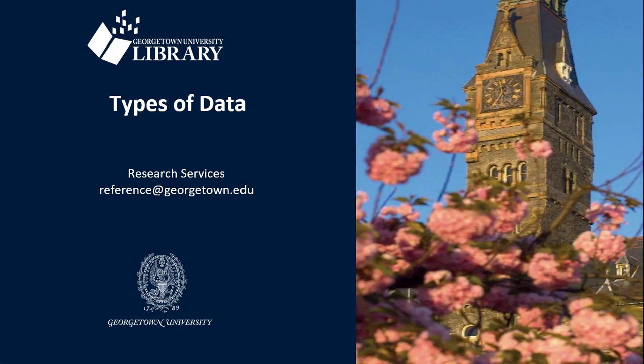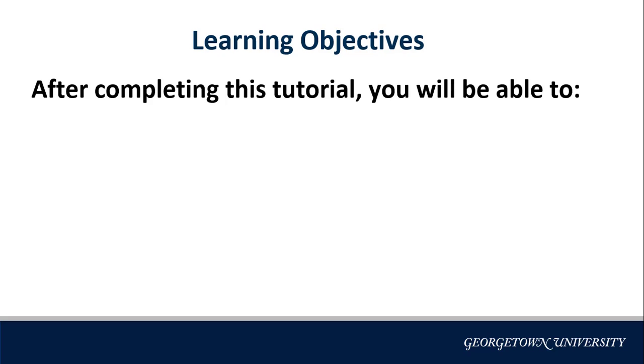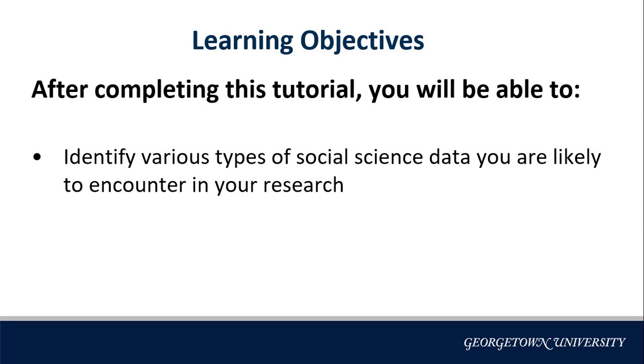Types of data. If you have a research assignment or project that involves data, it will be important for you to know the different types of data you might come across and recognize how they will be helpful to you. After completing this tutorial, you will be able to identify various types of social science data you are likely to encounter in your research. This video will focus on social science data.